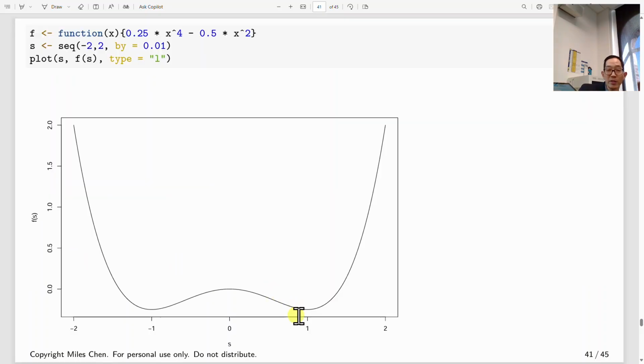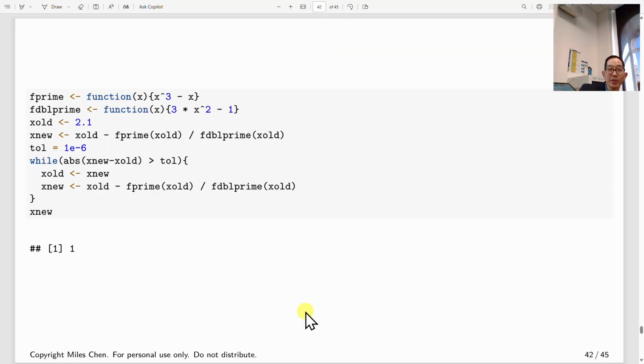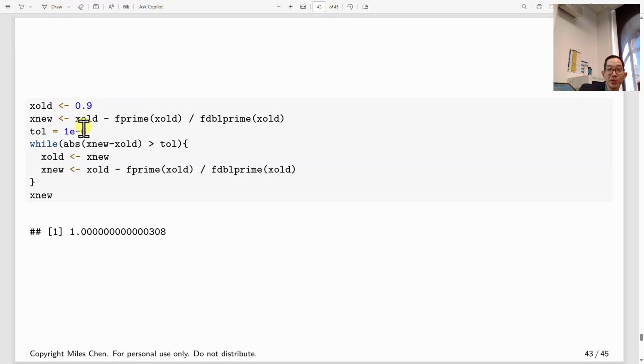Okay, so it says, oh yeah, I found the local minimum at 1. If I start off at a different location here, I start off at 0.9, and it finds 1 as well. Again, approximately 1.000 something 308.